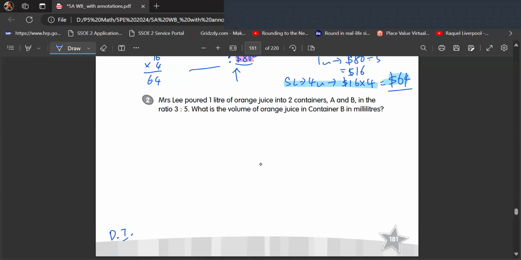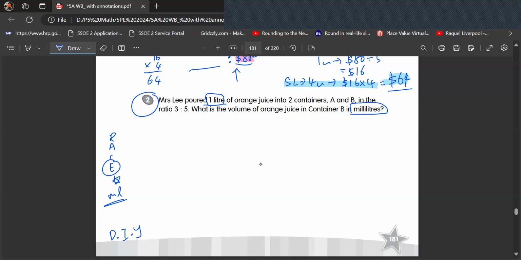Okay. This question. I can help a little bit, but there's one very important point that we need to take note of here. What would be the one very important point for this question? Yes, the conversion to milliliters. The unit must be in milliliters. So I can start off by converting 1 liter already.